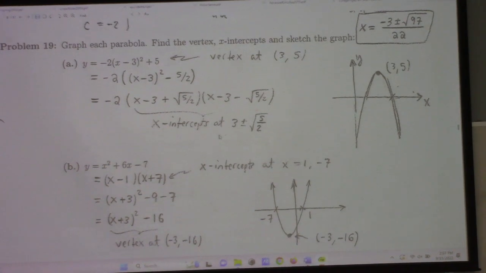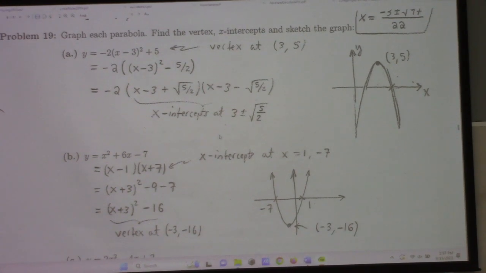Now graphing a parabola. The main thing we learned was there's a vertex, right? You can find the vertex. If it's in vertex form, you can just read the vertex off. Like the vertex for this one is 3, 5. This one is not in vertex form, but if I complete the square, I can see that the vertex is at -3, -16. So that was another big thing we learned.